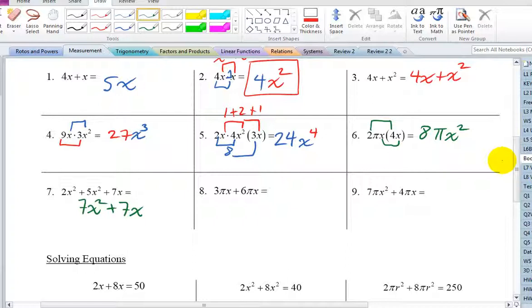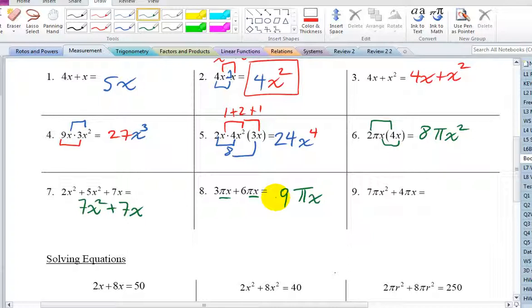Okay. Number 8. Add them up. Are they like terms? We have pi x, pi x. They're like. So what does that equal? Well, 3 and 6. How many do you have? 9. 9 pi x.